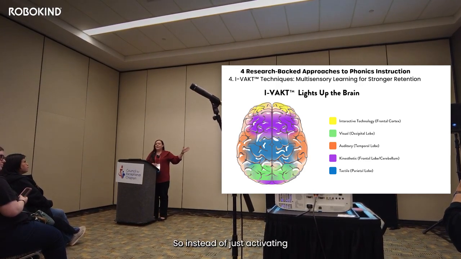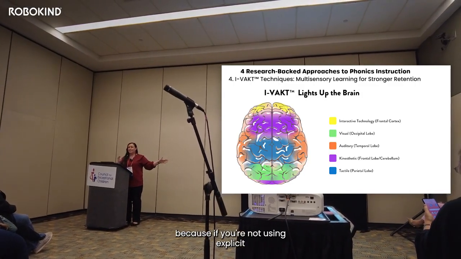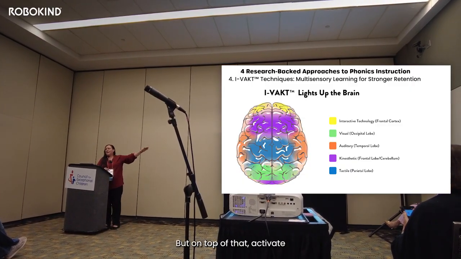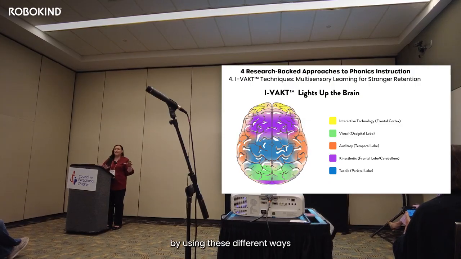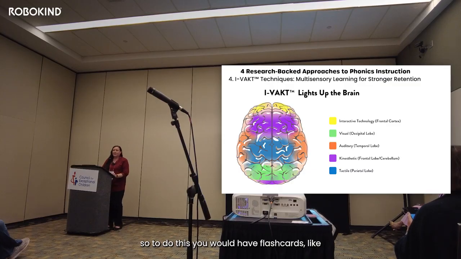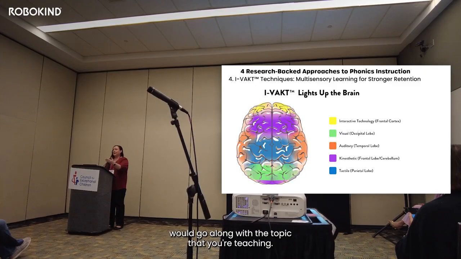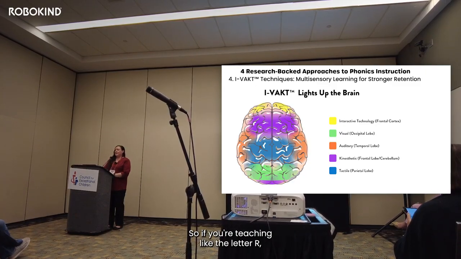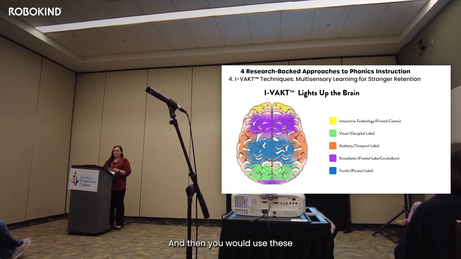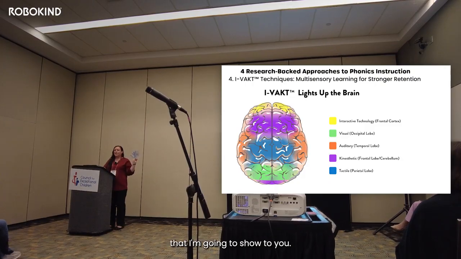So instead of just activating three spots of your students' brains, and sometimes that's only two, because if you're not using explicit systematic instruction, they won't get the third spot. But on top of that, you can activate all of these areas by using these different ways to reach your students in your classroom. To do this, you would have about six flashcards that go along with the topic you're teaching. So if you're teaching the letter R, you would have R flashcards with each of the different sounds, and then you would take these flashcards across these different learning centers that I'm going to show you.